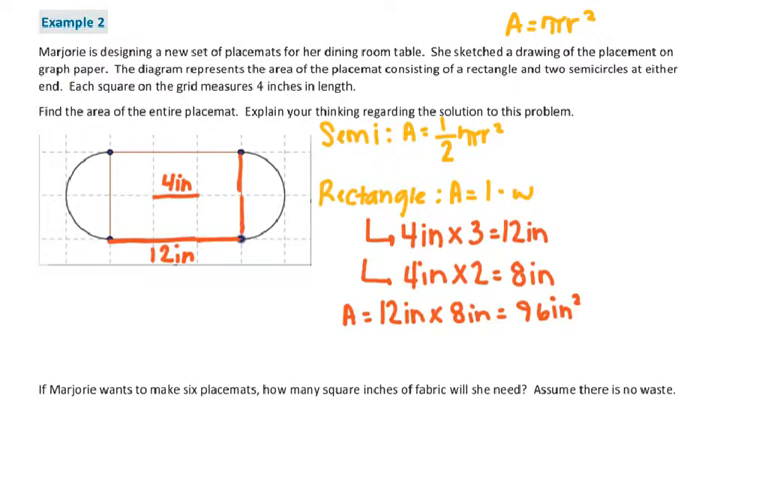So now I understand that the area of each of these semicircles is going to be exactly the same. So I don't have to carry out the area of a semicircle equation twice. I only need to do it once, and then I can multiply that area by 2 to find the area in total of both of those semicircles together. So I find the area of a semicircle by area equals 1/2 pi r squared.